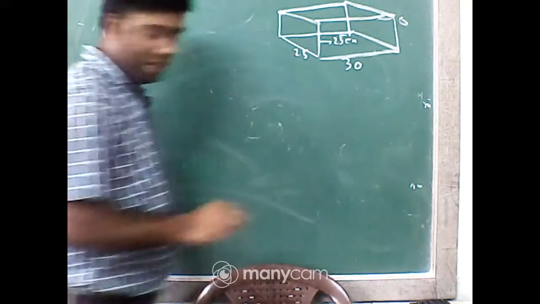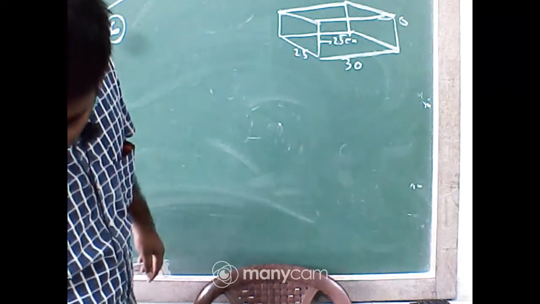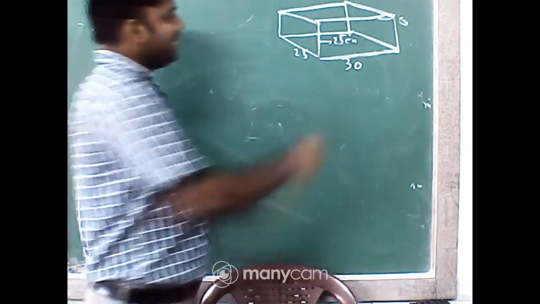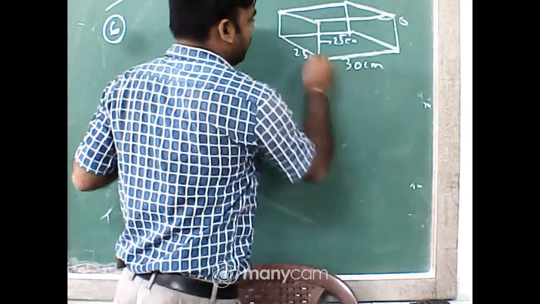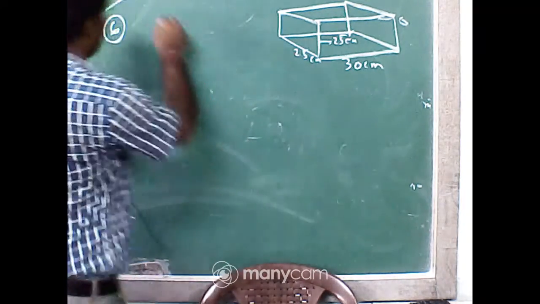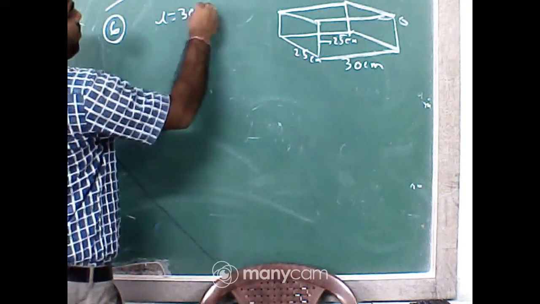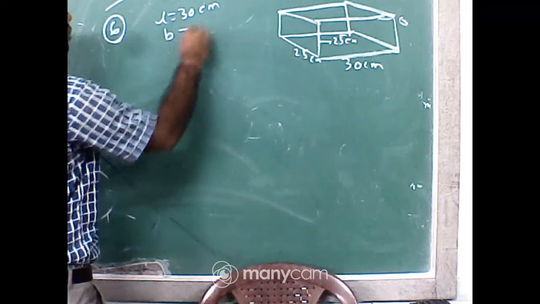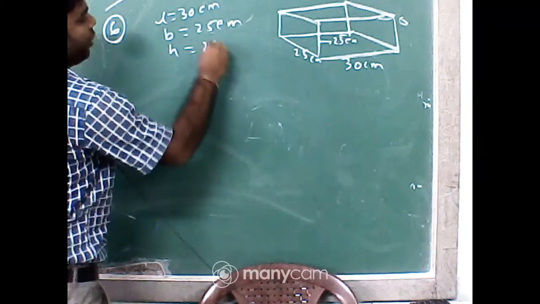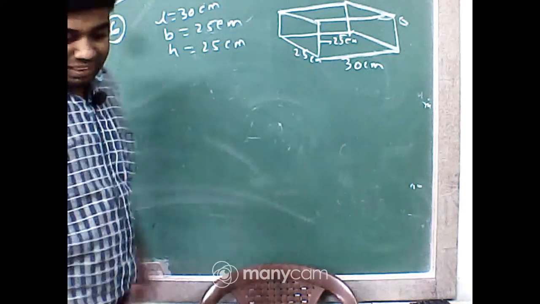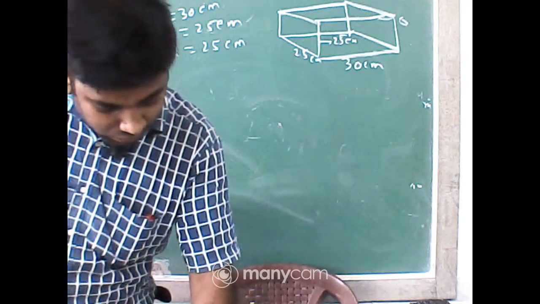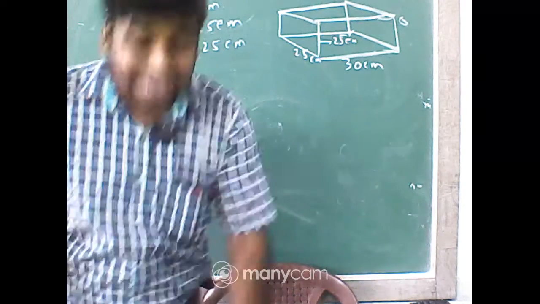Okay, these three are in centimeter. So length 30 centimeter, breadth 25 centimeter and height 25 centimeter. Now in the question it is asked, what is the area of the glass?